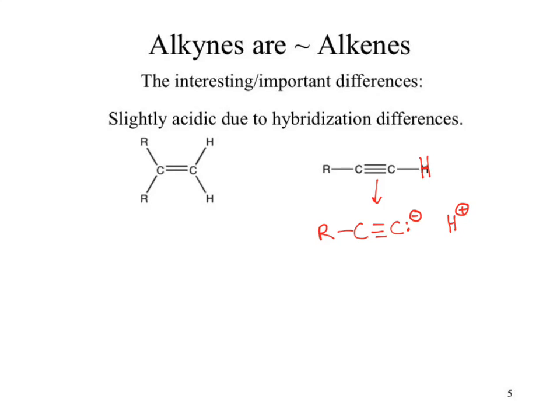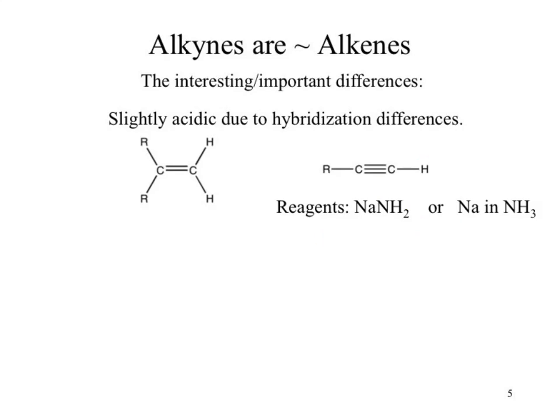What base can we use to remove that hydrogen? What's a good, strong base? Sodium hydroxide. Turns out not strong enough. So when we're looking at the reagents to force this reaction to occur, we have to use an even stronger base than sodium hydroxide. The two common ones you'll see are sodium amide, or NaNH2.